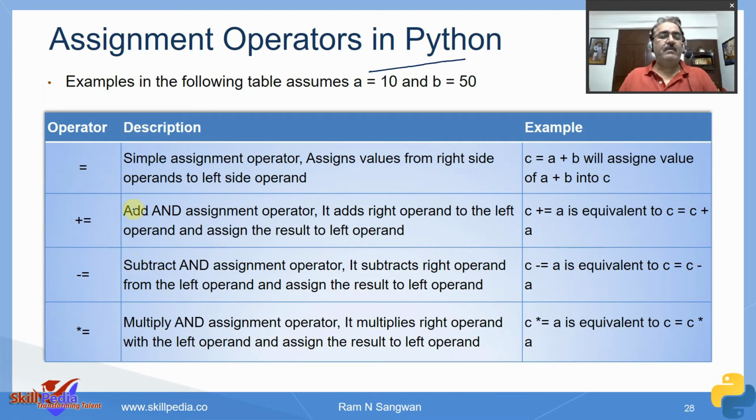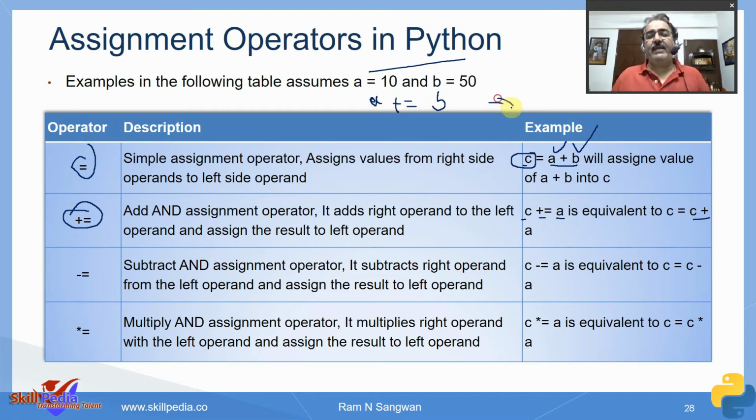Then assignment operators. Equals to assigns, like c equals a plus b. So a and b will be added, and the value will be assigned to variable c. Plus equal to, that's very interesting. You may not have seen this operator. Basically, if I say c plus equal to a, this is the same as c equals c plus a. Like if I say a plus equal to b, that actually means a equals a plus b.